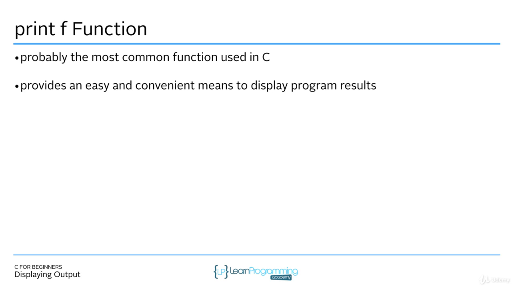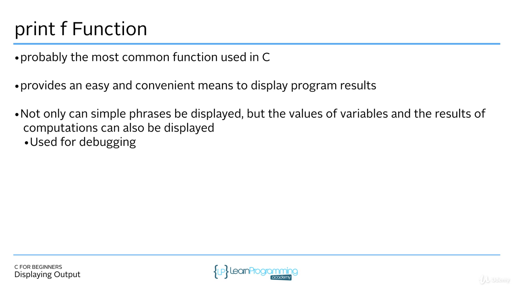Now, so far in our example first program, we just displayed some text, some output to the screen. But it's very easy, it's very convenient to also display program results, besides just text inside quotes. You can also display values of variables and the results of computations. So what this means is it can be used for debugging. It can be used as a technique to display values of variables in your program while it's running. You can also use it to see where you are in your code as you're executing.